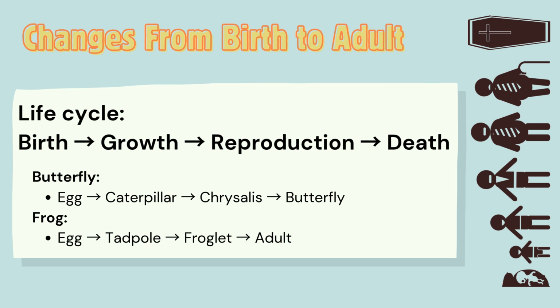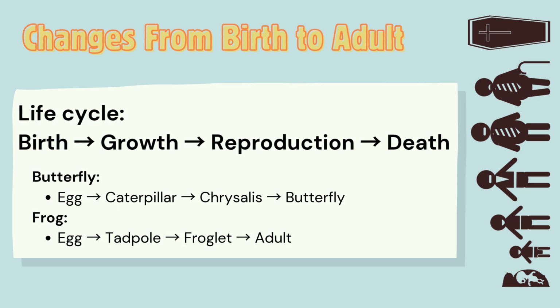Animals go through stages in their life. So it changes from birth to adulthood. Some, like frogs and butterflies, go through big changes called metamorphosis. So let's quickly look at life cycles.